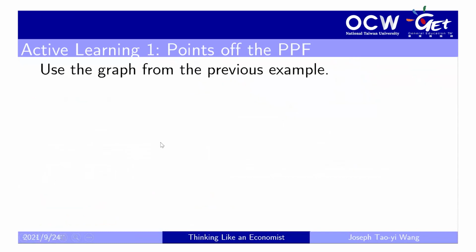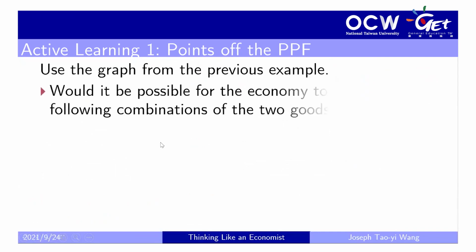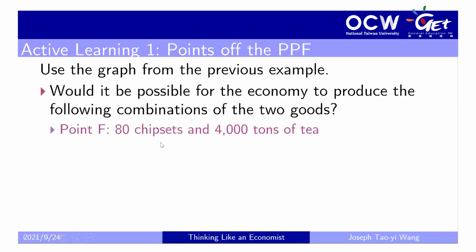Okay, use the graph from the previous example. Would it be possible for the economy to produce the following combinations? Point F, 80 chipsets and 4,000 tons of tea. Point G, 30 chipsets and 25,000 tons of tea.